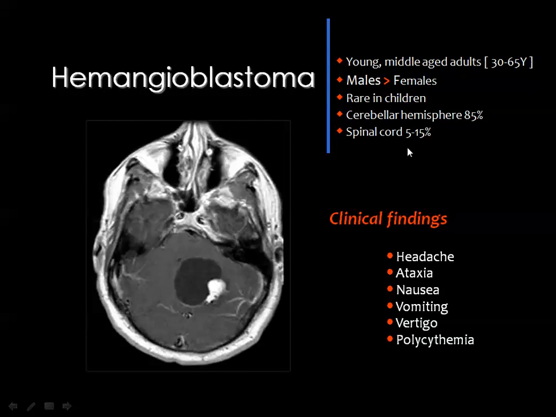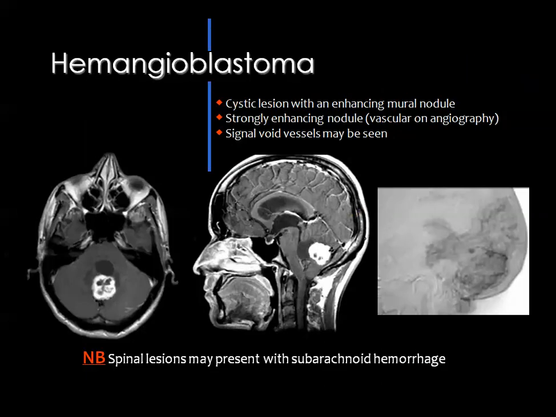And you see here a cyst with an enhancing mural nodule, which cannot be easily discriminated from pilocytic astrocytoma, especially if the age is not helpful. Here you see a cyst with an enhancing mural nodule. This is the cyst, and this is the mural nodule, which is enhancing. And this is the sagittal T1 post contrast, and this is an angiogram. In the angiogram, you can see this tumor blush corresponding to the nodule, indicating that this nodule is hypervascular. Then you can diagnose the hemangioblastoma.